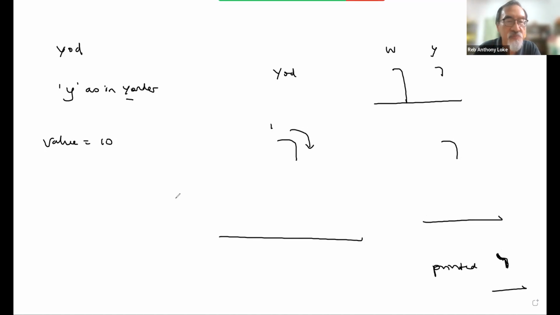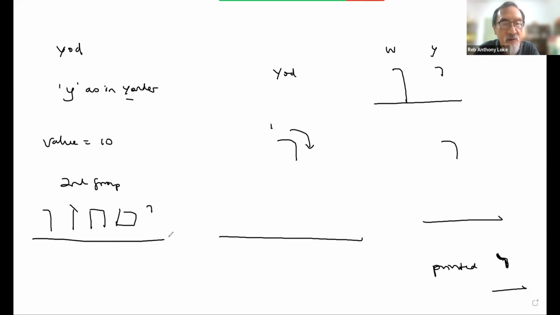Okay, so the second group, we learn 5 letters. And it is Waw, Zayin, Het, Tet, Yod. Now see the relative height of the letters. Okay, so this is the way it is on top of the line. Waw, Zayin, Het, Tet, Yod.